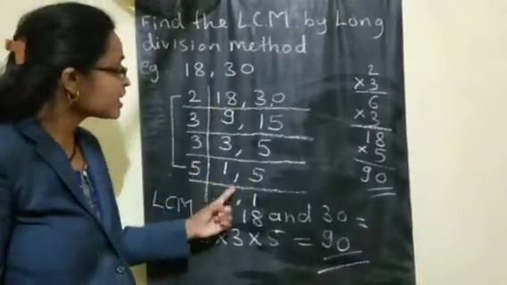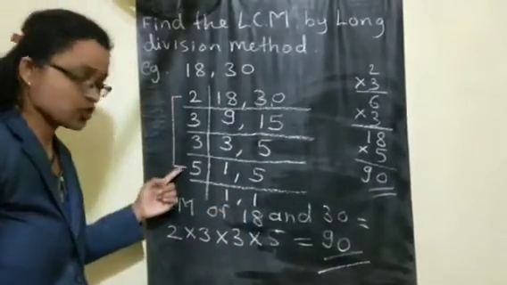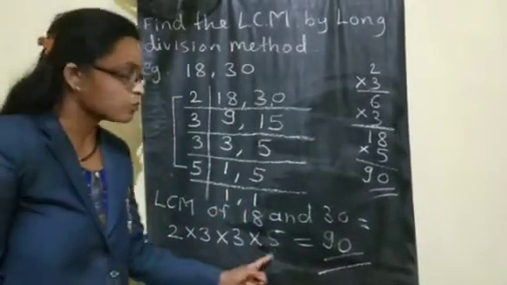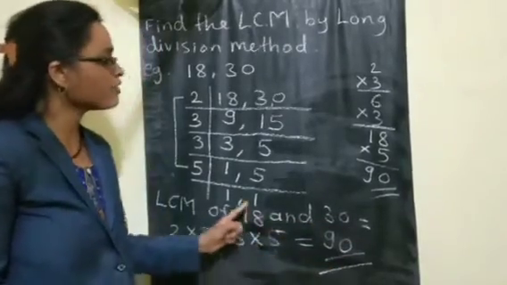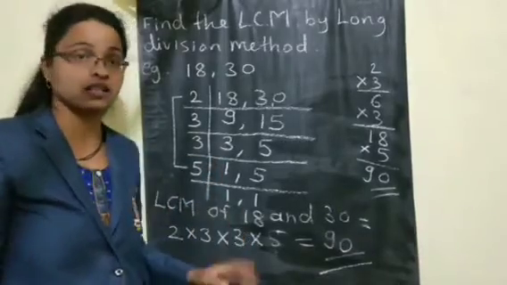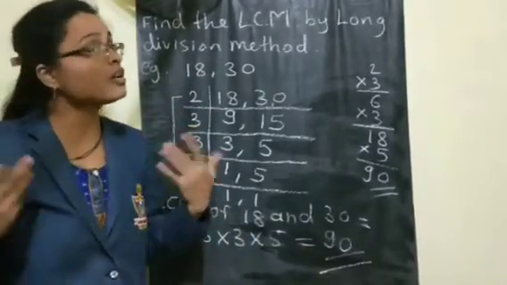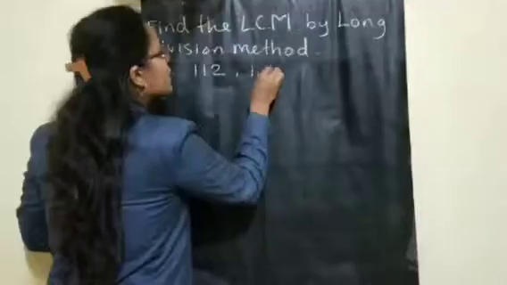So arrange like this, and after doing the division, whatever factors you get, you have to find the product of them. That is called the LCM of the given numbers by the long division method. Maybe 2 numbers are given or maybe 3 numbers are given. Let us try one more example.